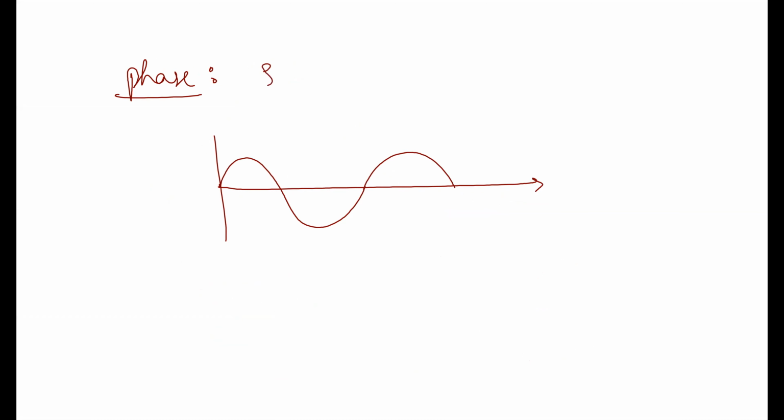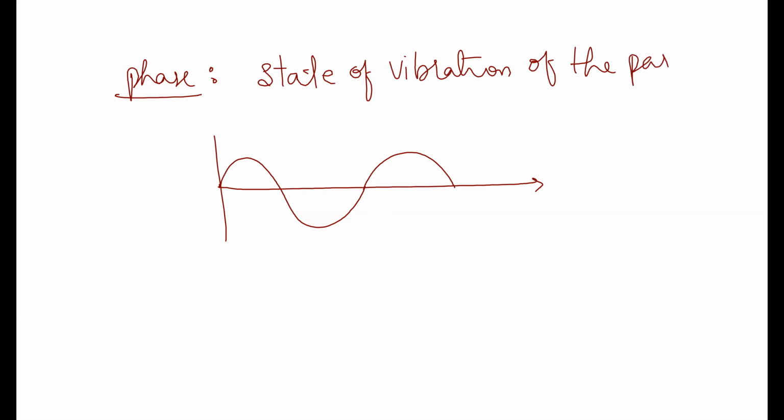So the meaning of phase we already know. Let us consider the propagation of a wave. This is one wave I have shown here. In order to understand the meaning of phase, phase is nothing but the state of vibration of a particle. The state of vibration of the particle is called phase.